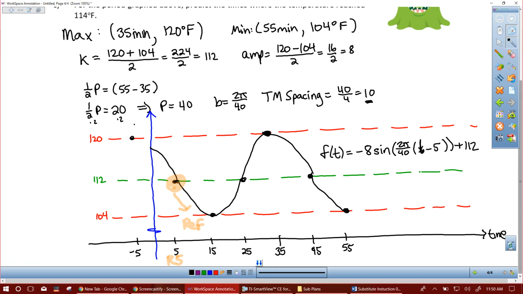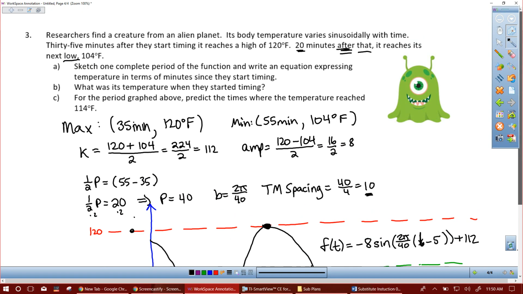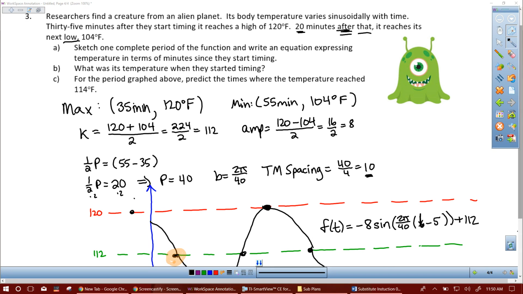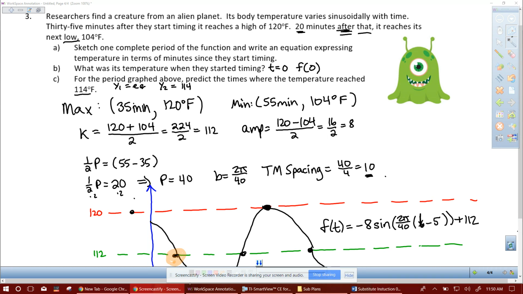Now that I have an equation, I am going to go to my calculator, put this equation in, and finish solving. So I've done part A, that's all I've done. I've sketched and I've written the equation. So we'll use our calculator to do B and C. Temperature when they started, that's when time equals 0. So I want to find f of 0. And then this is my 114. That's where y1 will be my equation and y2 will be my 114. And we're going to go to the calculator. In my last video, you'll see me do the calculator to finish solving that. So stay tuned for the rest.